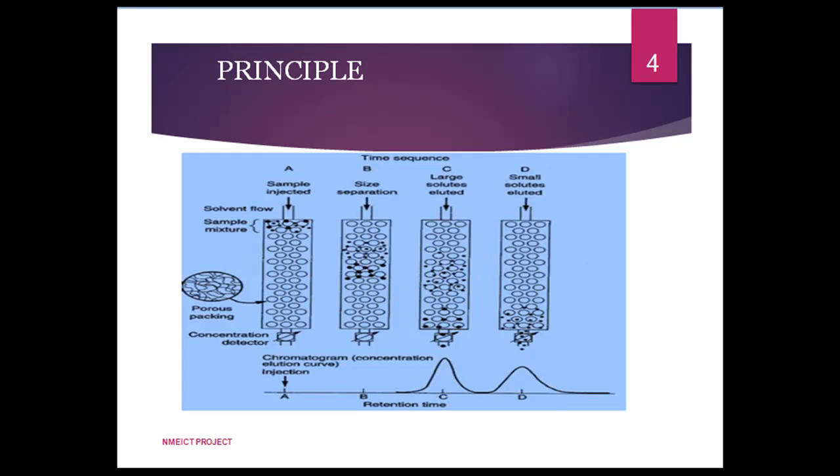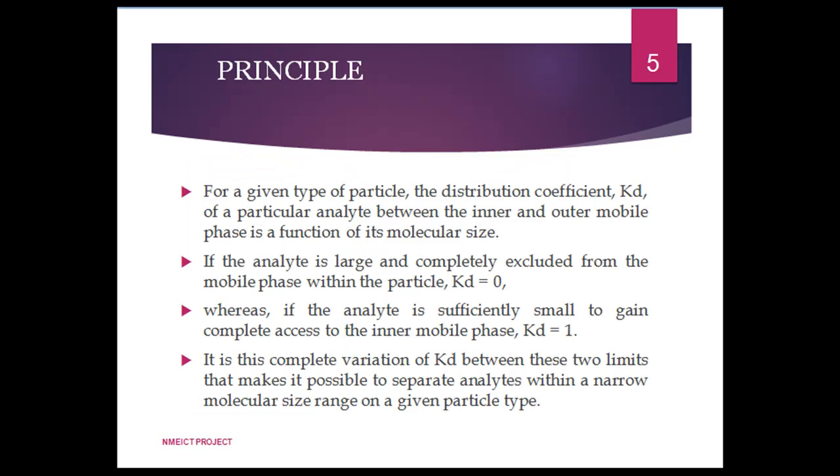The mobile phase trapped by the particle is available to the analyte to an extent that is dependent upon the porosity of the particle and the size of the analyte molecule. Thus, the distribution of analyte in a column of cross-linked particles is determined solely by the total volume of mobile phase, that is both inside and outside the particle, available to it. For a given type of particle, the distribution coefficient, that is Kd, of a particular analyte between the inner and outer mobile phase is a function of its molecular size.